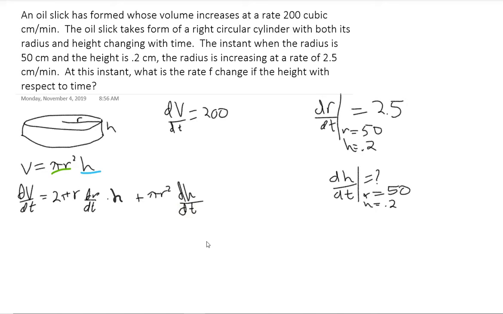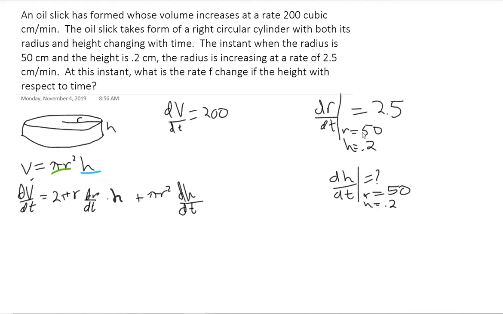Okay. So this is our rate of change formula, the volume. Now, how many unknowns do we have? Well, dV/dt 1, r 2, dr/dt 3, h 4, dh/dt 5. So let's see what we can plug in. Well, we have dV/dt, so we can put a check mark there. Boom.